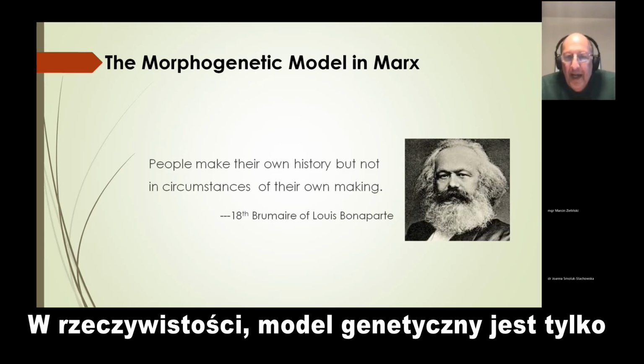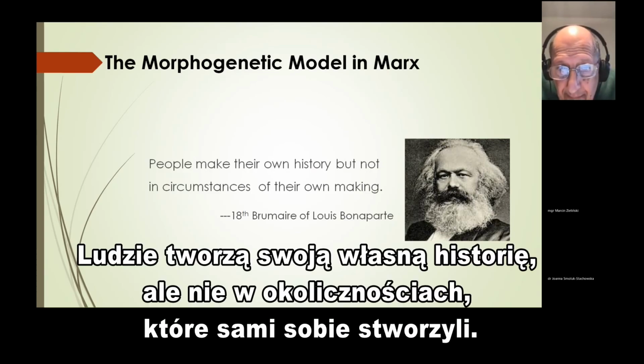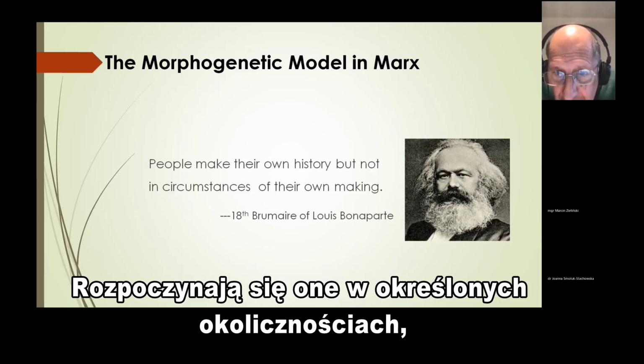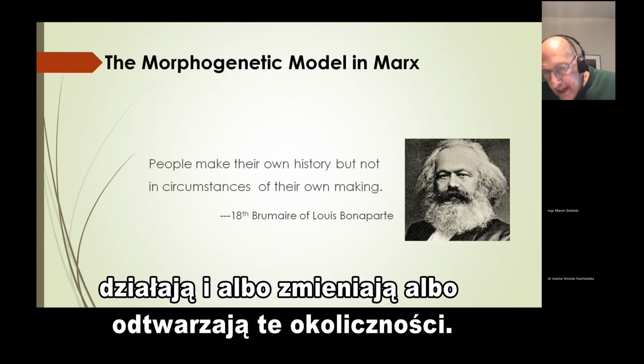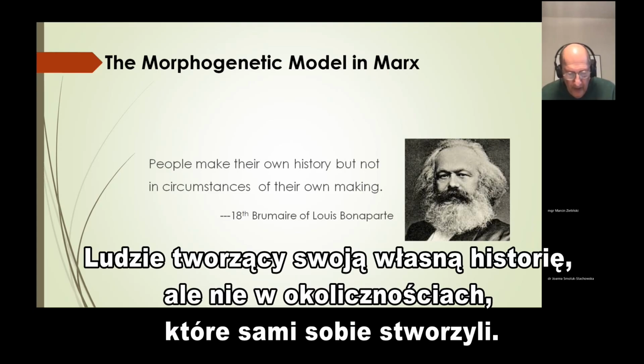In fact, the morphogenetic model is just a reworking of a famous phrase of Karl Marx. People make their own history, but not in circumstances of their own making. They begin in certain circumstances, they act, and they either change or reproduce those circumstances. That's all. That's what the morphogenetic model is. People making their own history, but not in circumstances of their own making. Okay, next slide.